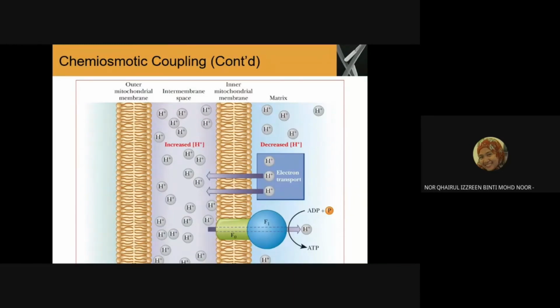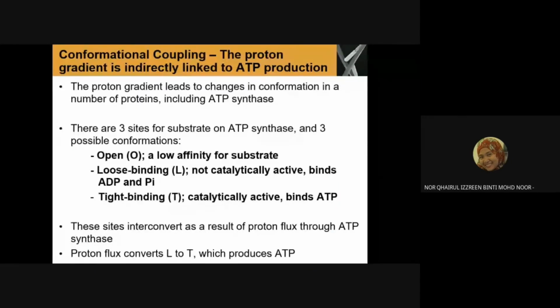When it flows through this F0 channel, it also creates a gradient for the formation on F1, so F1 can produce ATP from phosphorylation of ADP and inorganic phosphate. The proton gradient leads to changes of conformation in ATP synthase. ATP synthase has three possible conformations. Open, with low affinity for substrate. Loose, not catalytically active, binds to ADP and inorganic phosphate. Tight binding, catalytically active, binds ATP. These sites interconvert as a result of proton flux.